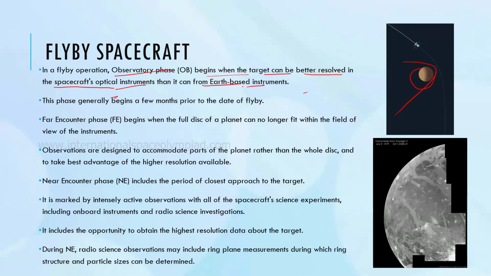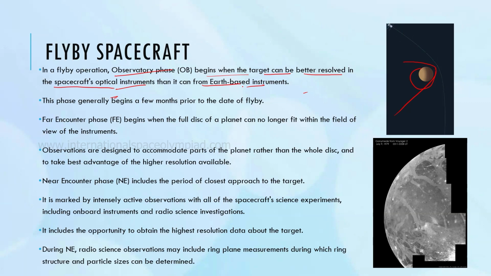But when it goes closer and closer, after a certain distance, we can see that planet much better than what we can observe from Earth. So that is called the observatory phase, because from that moment onwards we start to properly observe the planet, that is where proper scientific observation starts. Okay, then some few months before the flyby, we can call it a flyby.